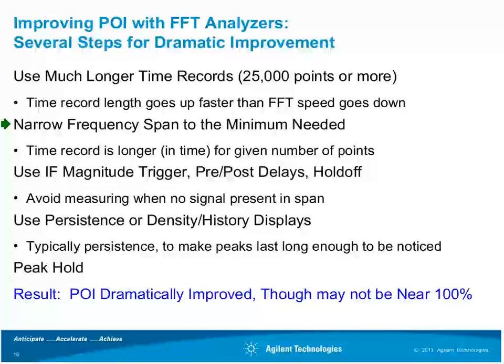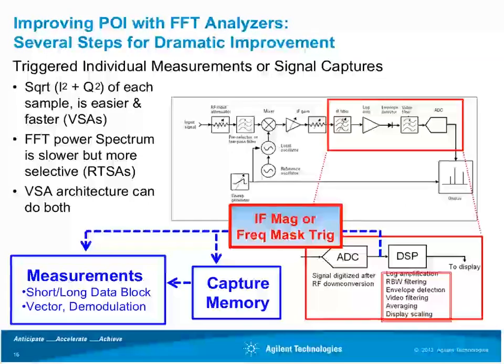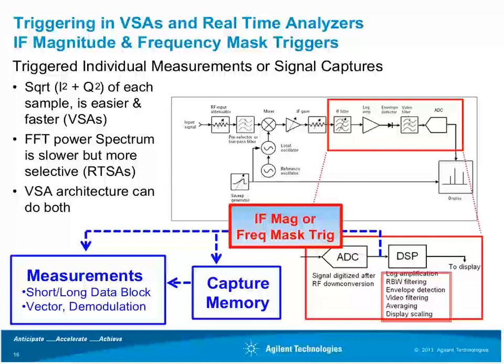Narrowing the frequency span you're using to the minimum that's needed can reduce the sampling rate of the analyzer and get you closer to 100% POI. And then, as appropriate, use things like IF magnitude trigger, pre and post delays, and pre-trigger delays in the vector signal analyzer. And of course, we saw on the previous slide using the persistence or density or history displays. I'll show some examples of that here in the presentation.